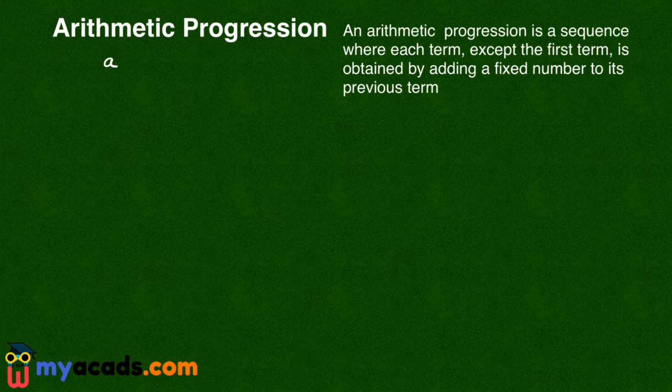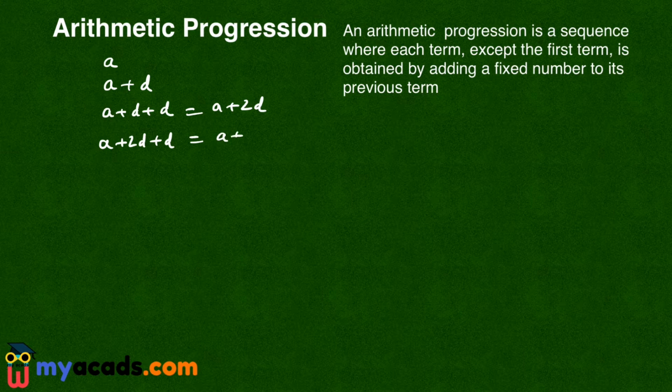Means my next term is a plus d. Now my next term is a plus d plus d, that is a plus 2d. My next term is a plus 2d plus d, that is a plus 3d. And so on. This is my arithmetic progression, because each term is obtained by adding a fixed number to the previous term. Now since it's a progression, I can find my nth term.